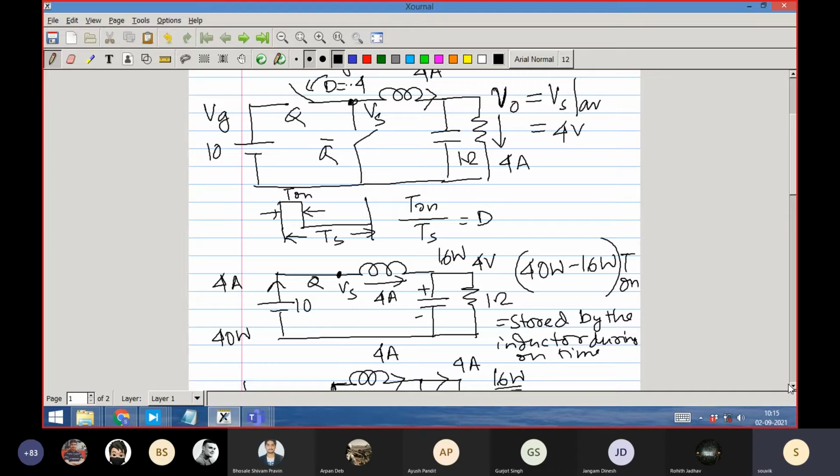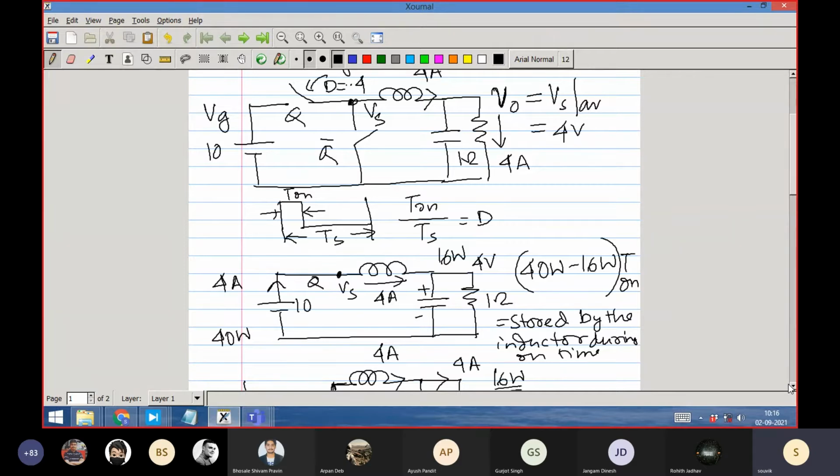The load cannot be supported then by the input voltage. So what does it have to do? It has to use the storage elements, that's why they are there. It has to store the extra, store for the rainy day. They know that there will not be support, so it stores energy. And energy means power into time. So how much energy is stored? 40 watt minus 16 watt into T1. That much energy is stored.